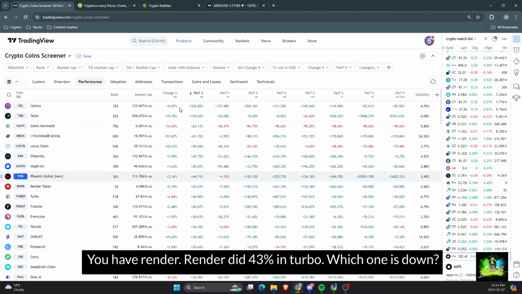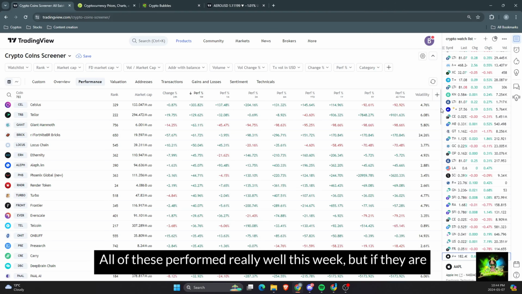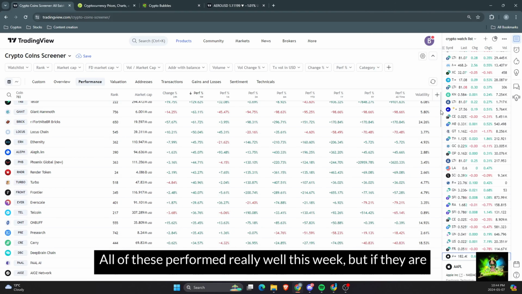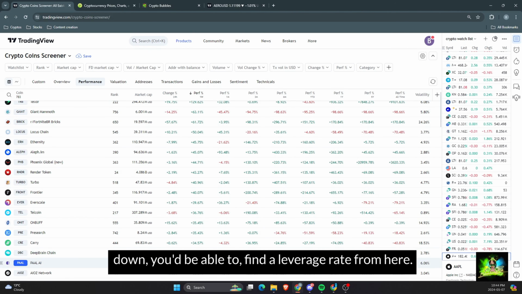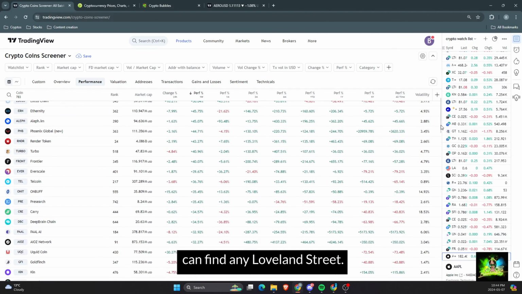And Turbo, which one is down? We don't have this in leverage. You have Front. All of these performed really well this week, but if they are down, you'd be able to find a leverage trade from here. Okay, so let me scroll down a little bit and find out if I can find any leverage trade.